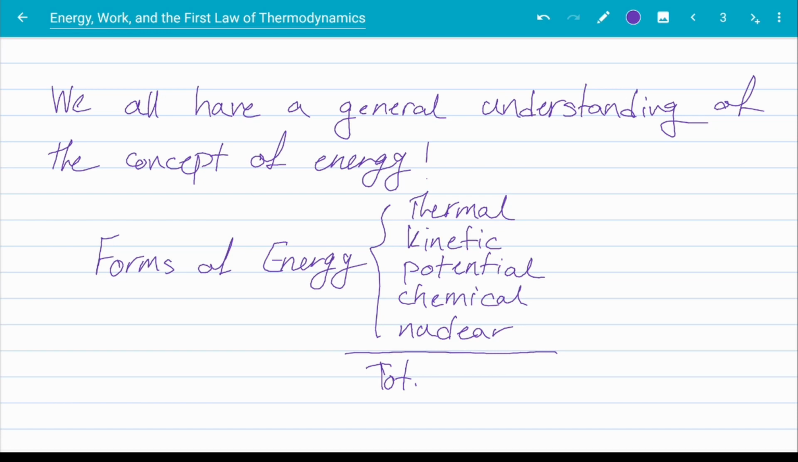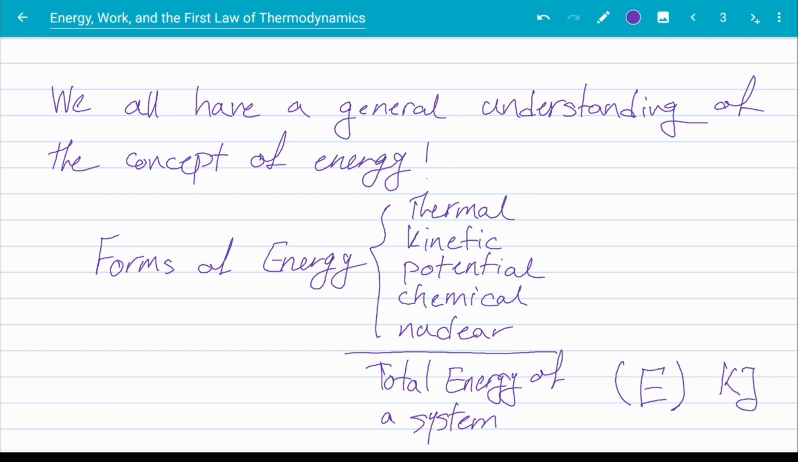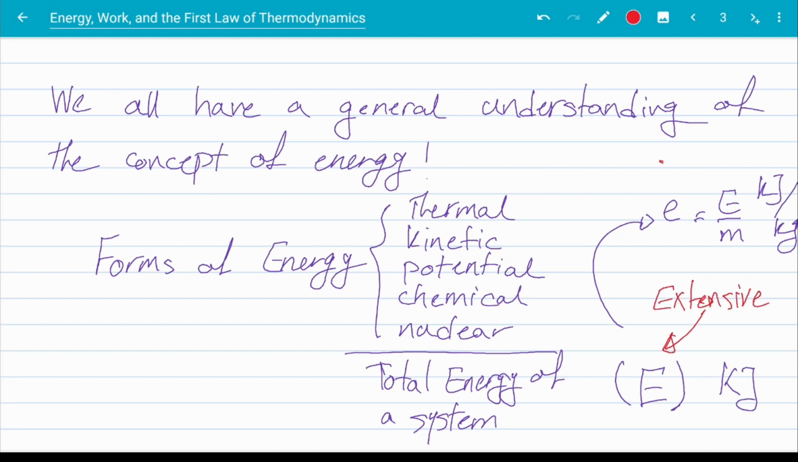The sum of all these forms of energy for a given system is called the total energy of the system. We show it by capital letter E, and its unit in SI is kilojoule. E is a property of the system. We have an energy per unit mass of the system, which we show by small letter e, and the unit is kilojoules per kilogram. Take note that E is an extensive property, while small letter e is an intensive one.